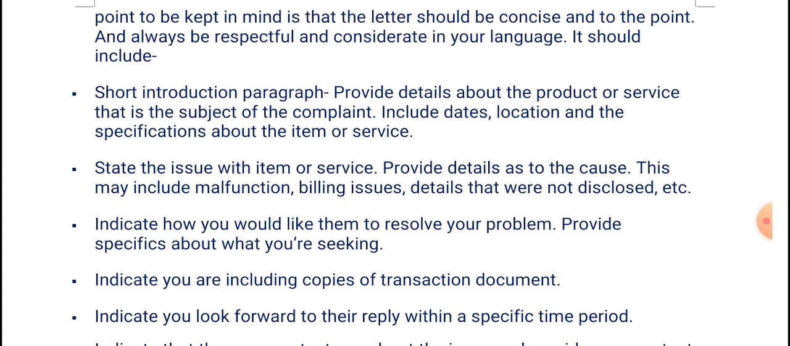State the issue with the item or service, means you have to give the name of the object and service which you are complaining about. Provide details as to the cause. This may include malfunction, billing issues, details that were not disclosed. Means you have to give the reason of your complaint.